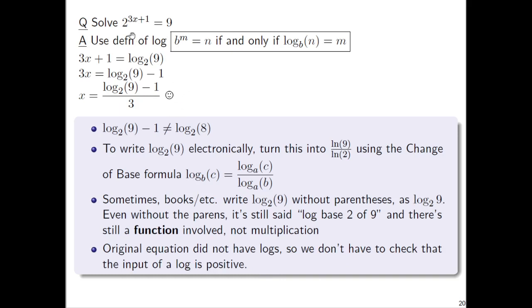Now, one last thing. Do we need to check our solution? We've been talking about checking. The thing is, the original equation here, 2 to the 3x plus 1 is equal to 9, there were no logs up there, so we don't have to check that the input to a log is positive because there's no input to a log to check in the original.